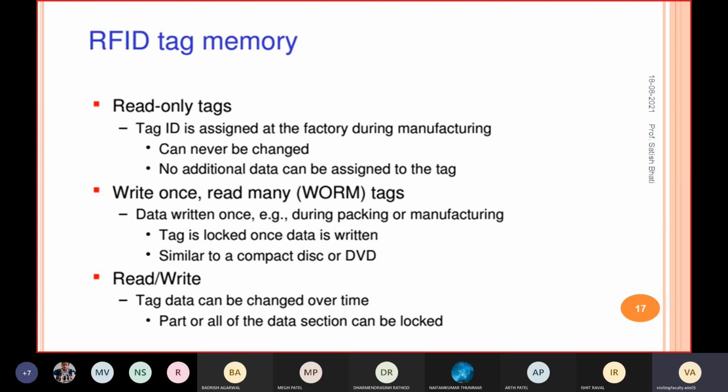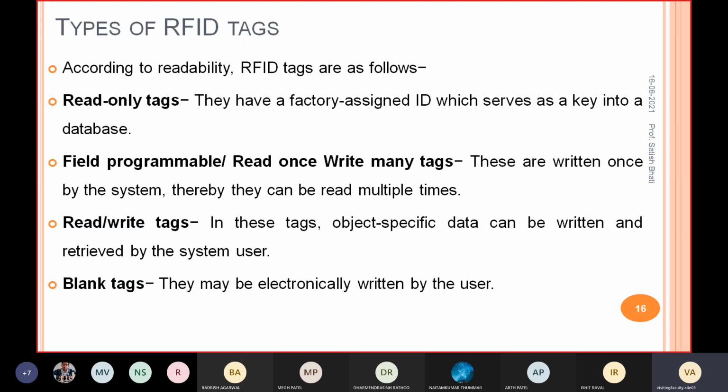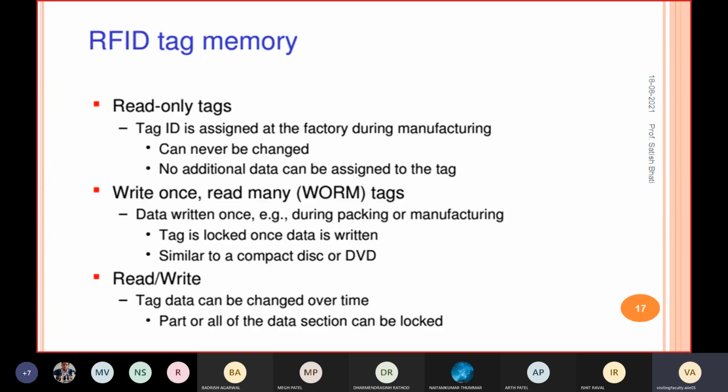So these we already discussed, right? In some literature you will find 4 types, and some you will find 3 types. The read only tag: the tag ID is assigned by the factory during manufacturing, as we discussed, and can never be changed. No additional data can be assigned to this tag. You can't add information, you can't change it. Whenever you purchase it, whatever data is inside will remain forever. You can only read that data.